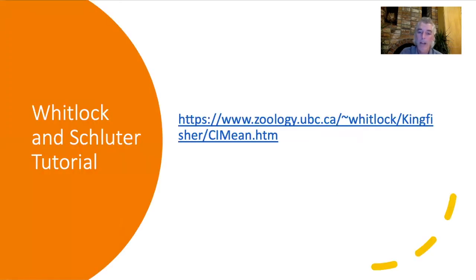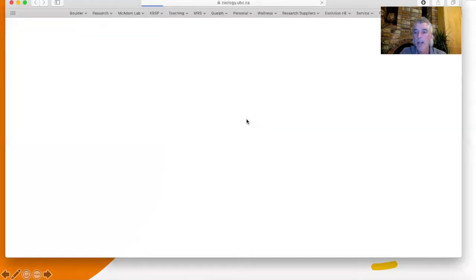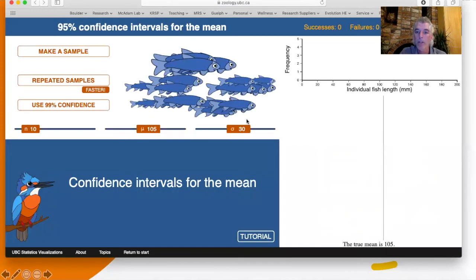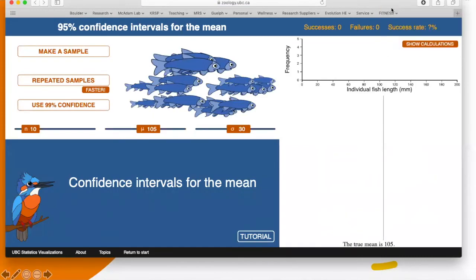So what I want to do next is to work through a really nice tutorial that Whitlock and Schluter have put together online associated with your textbook to walk through an example to help you get a better sense of what confidence intervals are all about. So I'm going to add this link to the website so that you can see it directly. And I've just clicked through to their website here to show you a bit of an example. So this is a population of fish that we're trying to collect a statistical sample from.